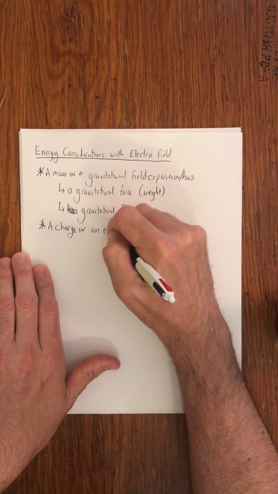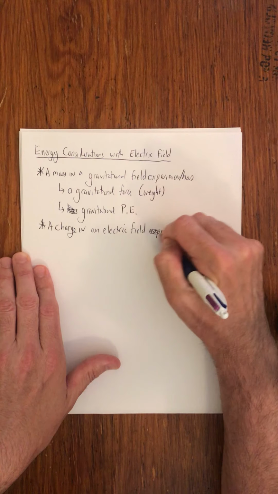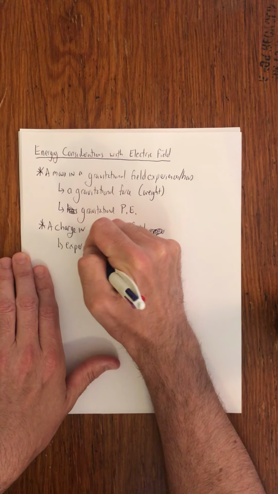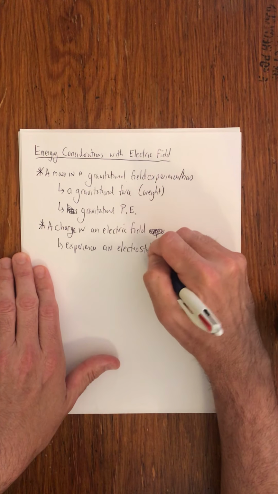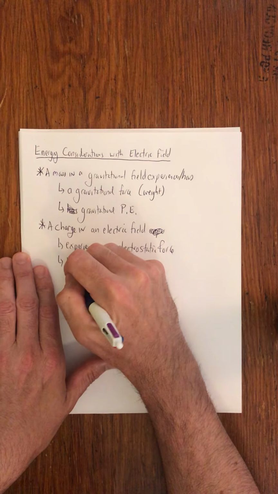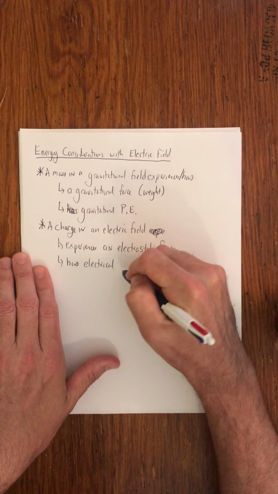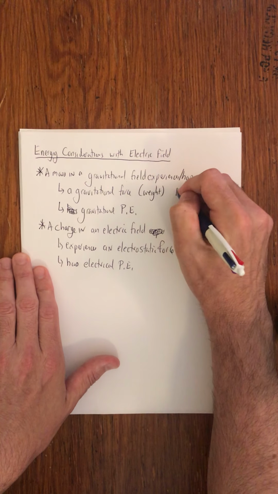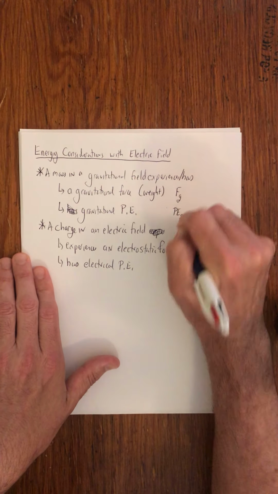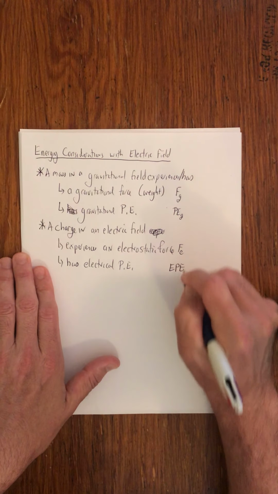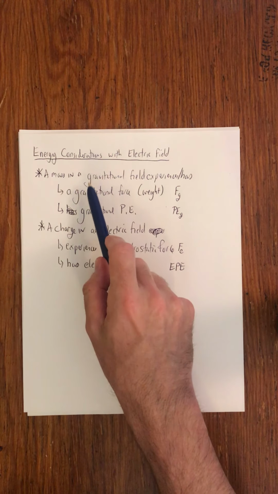We're going to make an analogy here and say a charge in an electric field experiences an electrostatic force or Coulomb force and has an electrical potential energy, right? So let's just do our nomenclature here. Fg, F sub E. Here we use Pe sub G, but for reasons why I joked about before, we're going to say Epe here, okay?